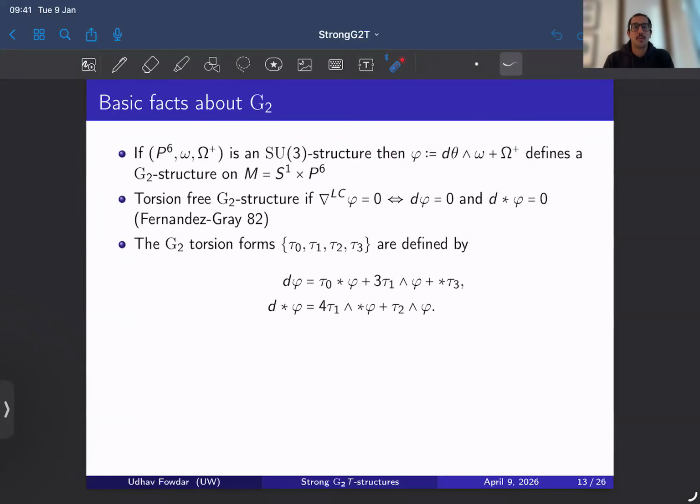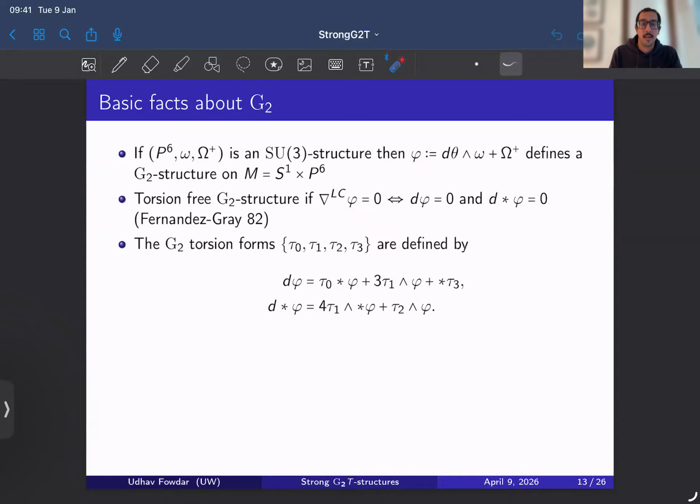Okay, so a G2 structure is said to be torsion-free if its freeform is covariantly constant with respect to the Levi-Civita connection, so if it's parallel. And a classical theorem due to Fernandez and Gray says that this is in fact equivalent to asking that the freeform is closed and co-closed. Okay, so if it is parallel, clearly it has to be closed and co-closed. The converse statement is a non-trivial statement and requires a little bit of G2 representation theory.